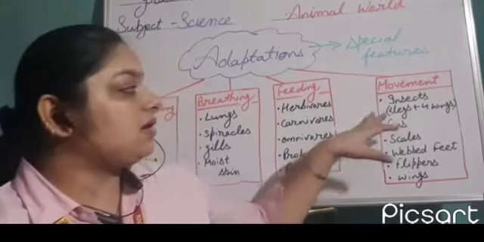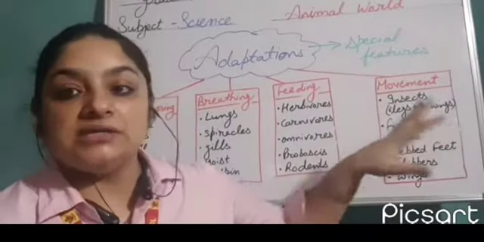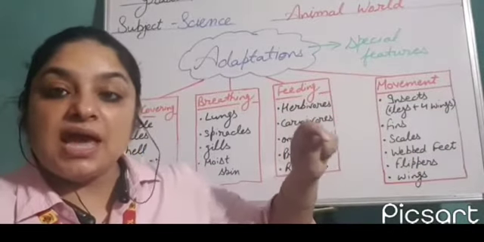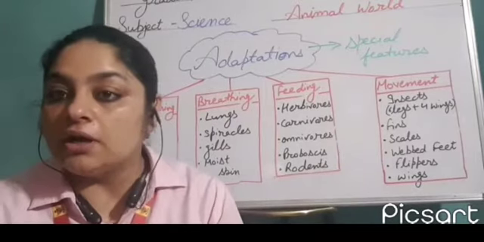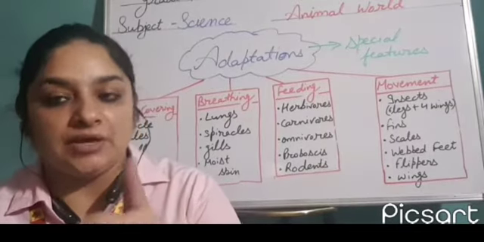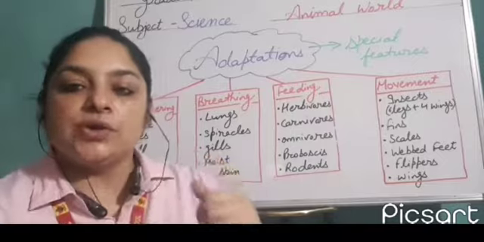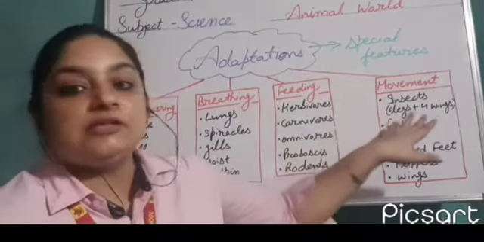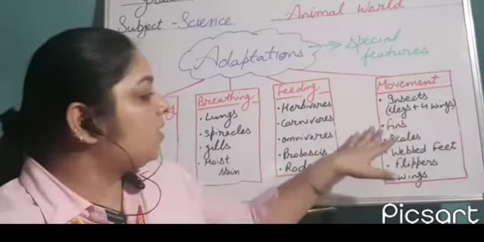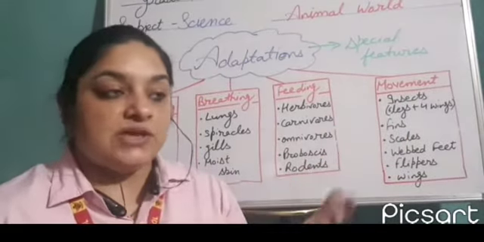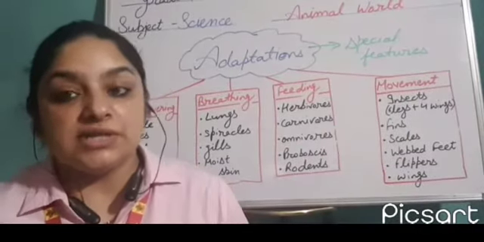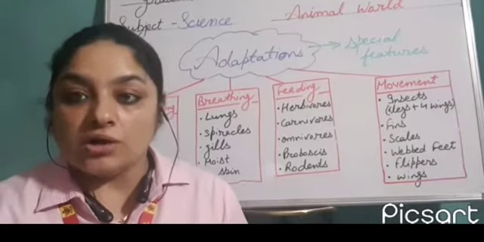Insects, for example, grasshopper, cockroach, mosquitoes, flies, most of them have 3 pairs of legs and 2 pairs of wings for their movement. If you are using the word pair, in one pair we are counting 2. So it means insects have 6 legs and 4 wings. Fish have fins for their movement. That's why they can easily move in the water.